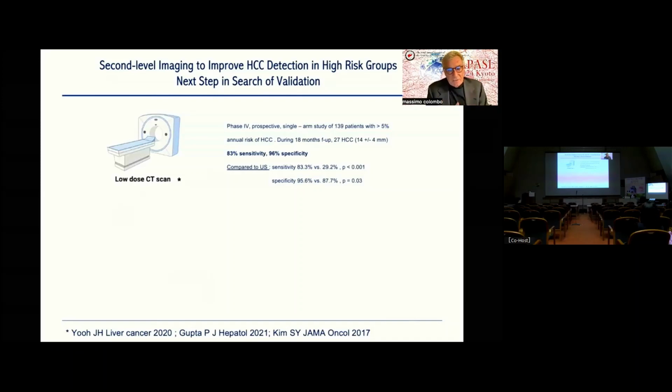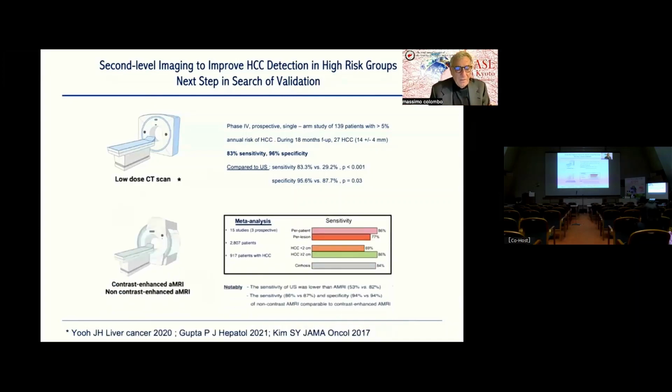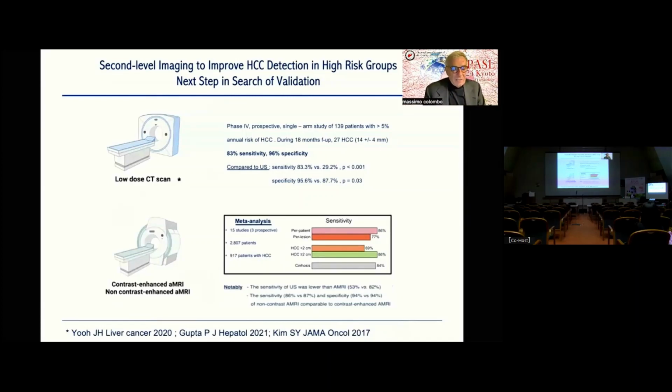It's underpowered, 27 cases of HCC, and to me it is rather unbelievable that ultrasound in the hands of such an expert hepatologist as the South Korean colleague was able to detect liver cancer in only 29% of the investigated population. A more comprehensive evaluation, through a meta-analysis of the performance of abbreviated MRI, contrast or non-contrast, was able to detect cancers less than 2 centimeters in 69% of the cases.